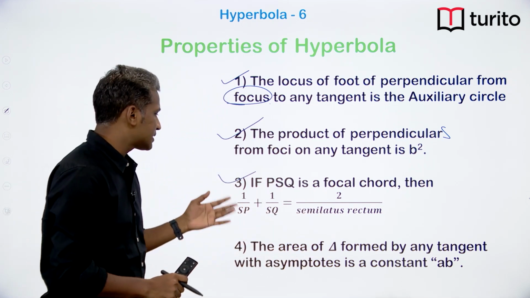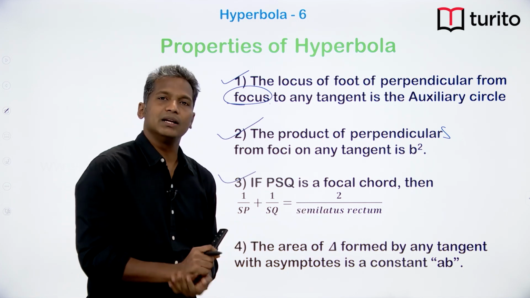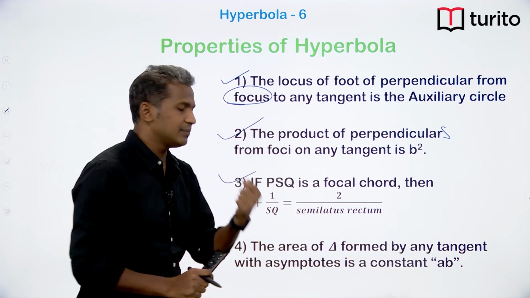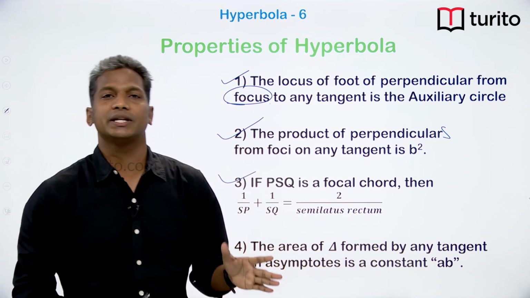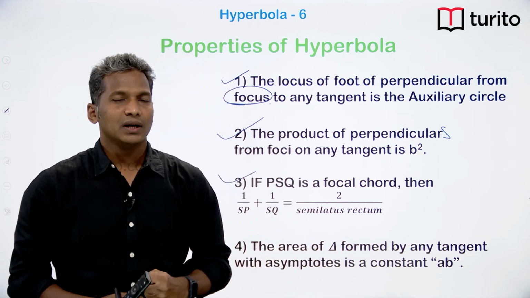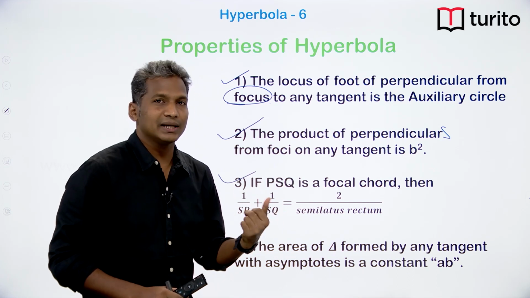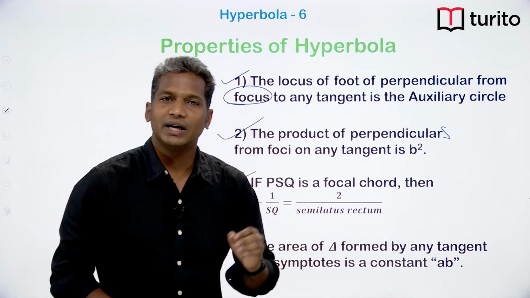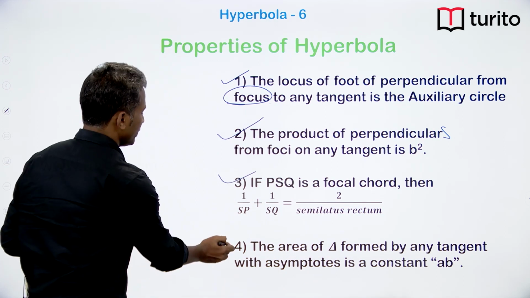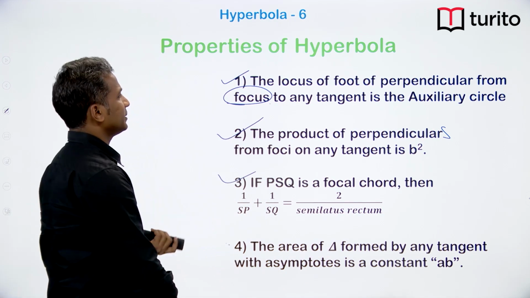Next, the area of the triangle formed by any tangent with the asymptotes is always a constant, which is going to be ab. Now, this seems to be a new property. This was not there in the ellipse, but it is there in the hyperbola. So, we will try to prove this. Now, we are going to prove this fourth property.